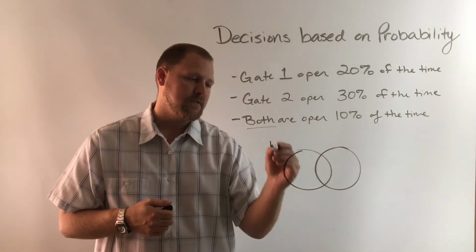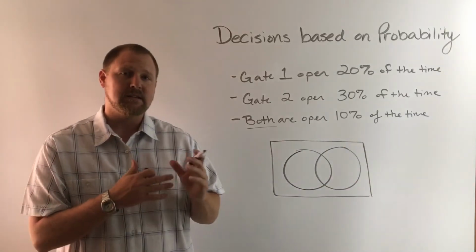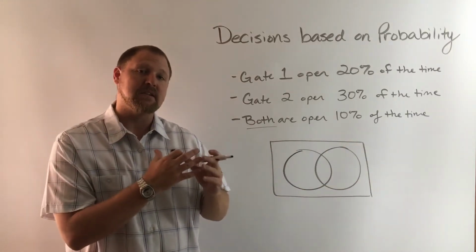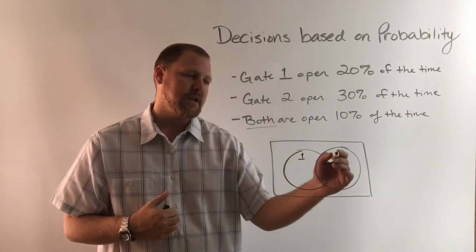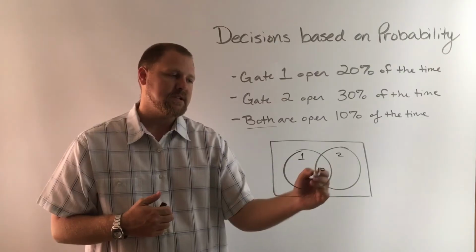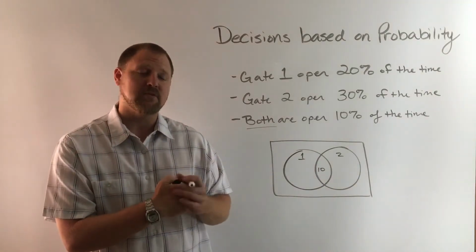Always incorporate the rectangle around the circles to identify the time when something applies to neither option. So gate 1 is open, gate 2 is open. They're both open 10% of the time. Now in this case, the percentages should all add up to 100.